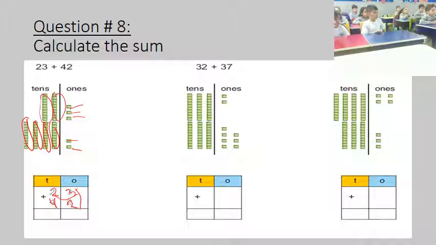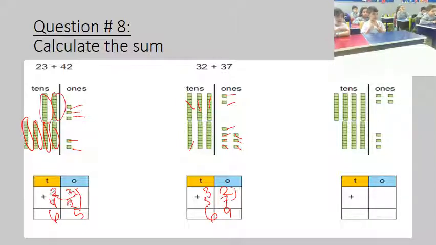Three plus two? Five. Two plus four? Six. Good job. Here, how many tens do we have? Three. How many ones? Two. How many tens here? Three. Also three. And how many ones? Let's count. 1, 2, 3, 4, 5, 6, 7. Okay, 2 plus 7. 5. 3 plus 3? 6. Good job. The last one.